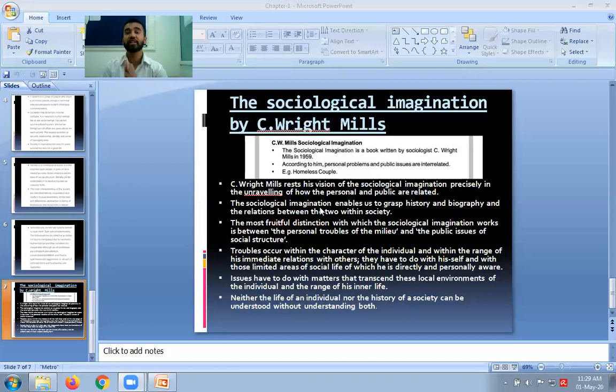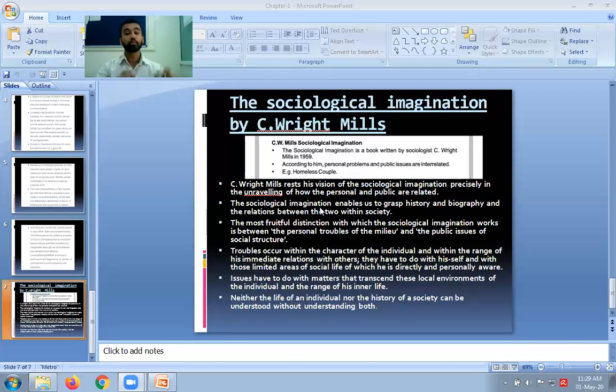So we have to understand this concept in both terms. We have to understand it as a personal problem, and also as a public issue, right? That's what C. Wright Mills wants all of us to understand here, because human beings make up a society. We can't limit our thinking to the point that this is just a personal problem. We have to think in the broader aspect also.